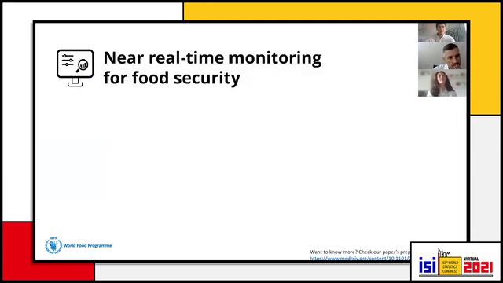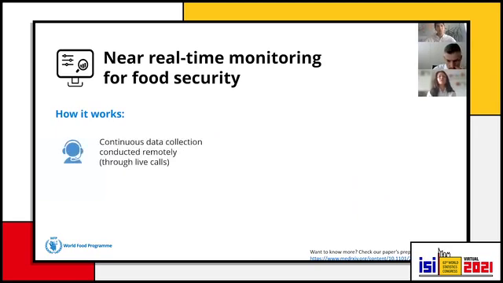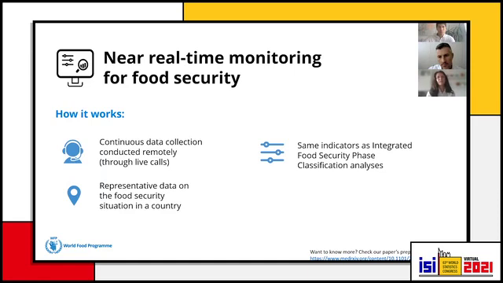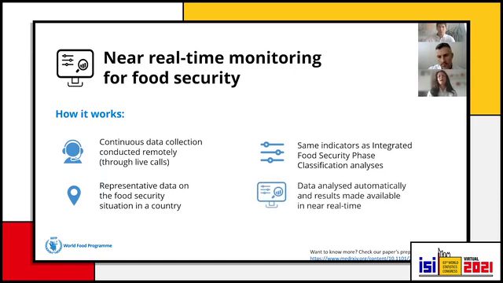In detail, the near real-time monitoring works in the following way. There are continuous data collected remotely through live calls. The data collected are the same indicators as the ones in the integrated food security phase classification analysis. The data that we collect are representative data on the food security situation on a country level, or actually at a first administrative level when it's possible to do so. This data is analyzed automatically, and the results are made available in near real time. So every day on the hunger map, you can see new data displayed.